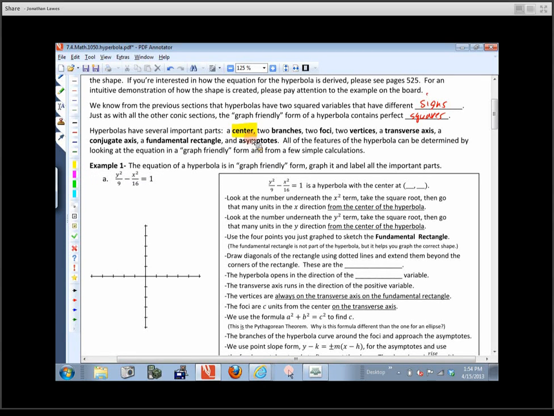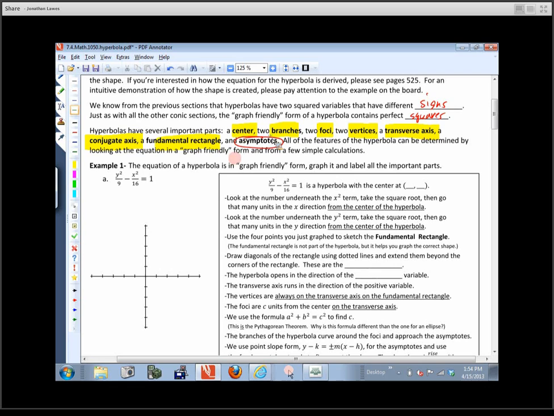Center's not new, but hyperbolas have centers just like the other conic sections have centers. Okay, it's got two branches. It actually comes in two different pieces. We've got foci, we've got vertices, and then definitely some new vocabulary here. It's got what we call a transverse axis, so an axis that cuts across the two branches. Then we've got what's called a conjugate axis. Okay, that's going to be right in the middle of the two of them. And then we've got something called a fundamental rectangle.